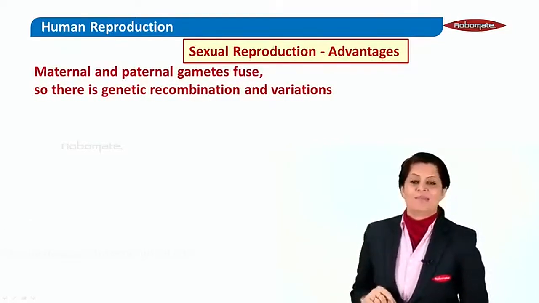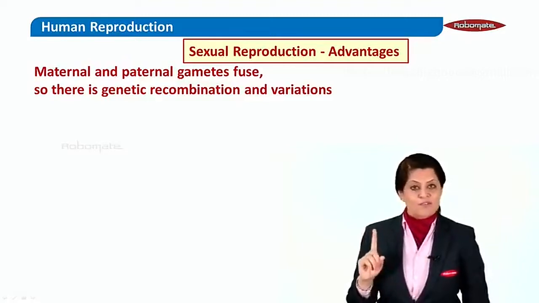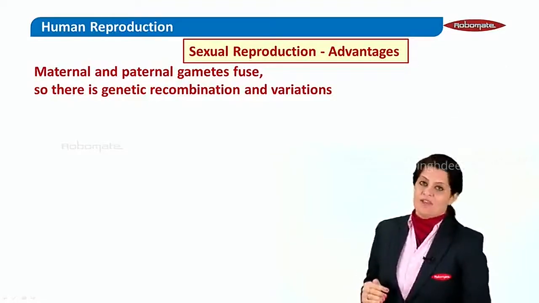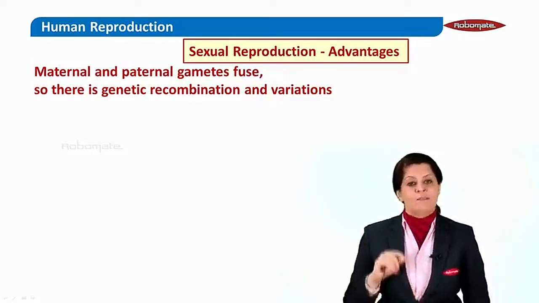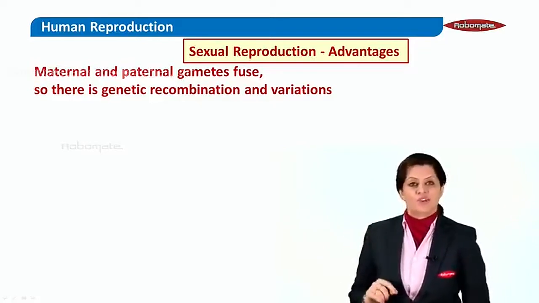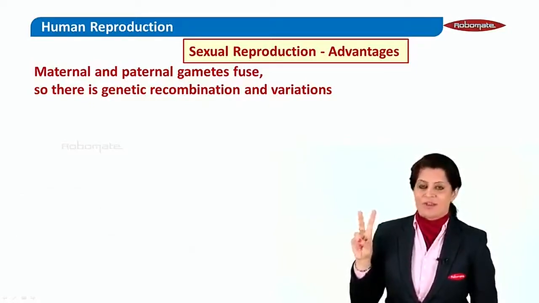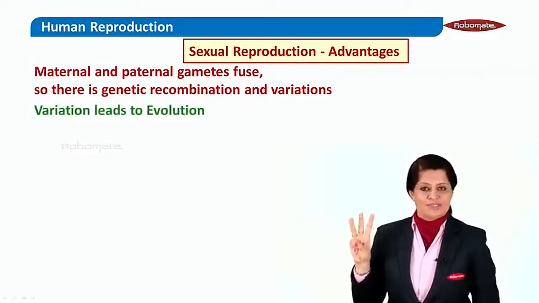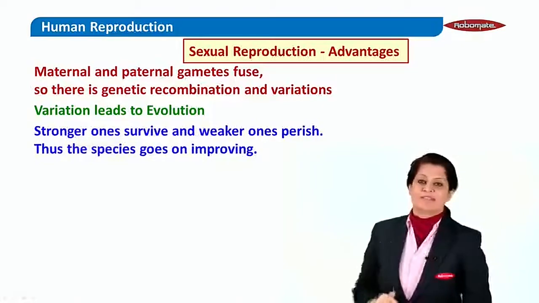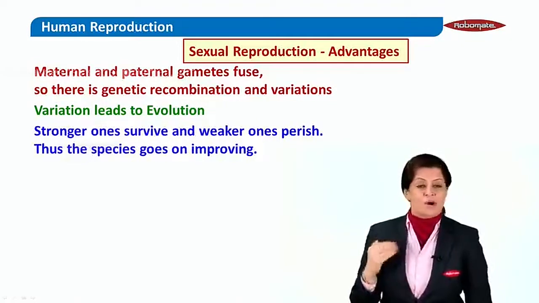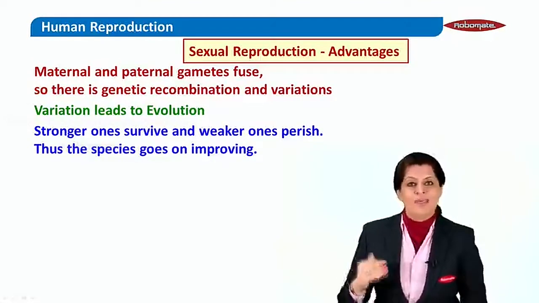Maternal and paternal gametes fuse, father's sperm and mother's egg. They fuse, and because of this fusion, genetic recombination occurs, and genetic recombination leads to variation, students. Remember the two key terms introduced here: genetic recombination, which leads to variation, and variation is the key to evolution, students. And evolution will make sure that the stronger ones survive and the weaker organisms perish. And this will keep on improving the species.